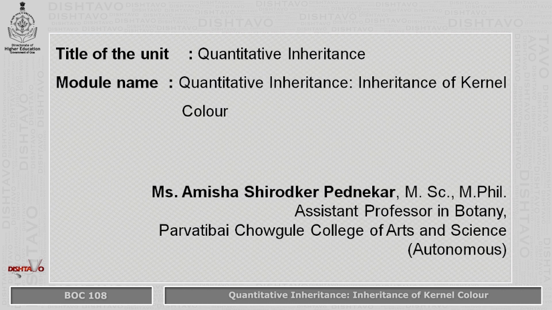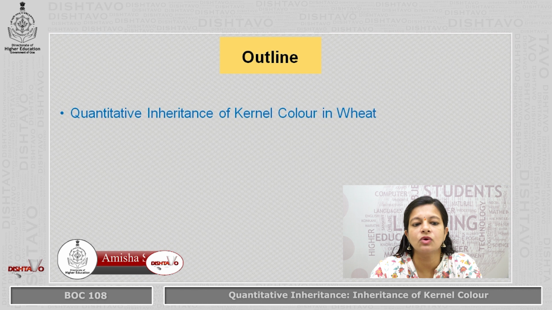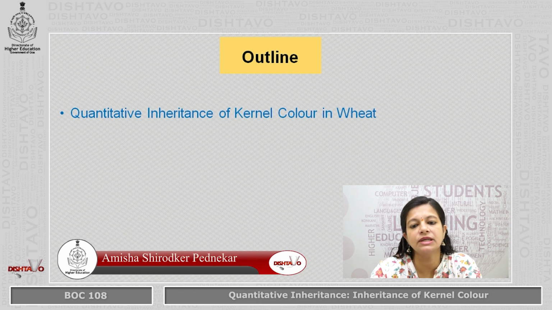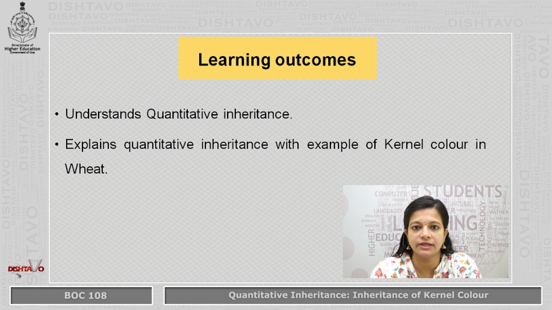The unit that we will be seeing is Quantitative Inheritance, and the module that we are going to study is Quantitative Inheritance of kernel color. In outline, we will be seeing the quantitative inheritance of kernel color in wheat. The learning outcomes: understands quantitative inheritance, explains quantitative inheritance with an example of kernel color in wheat.